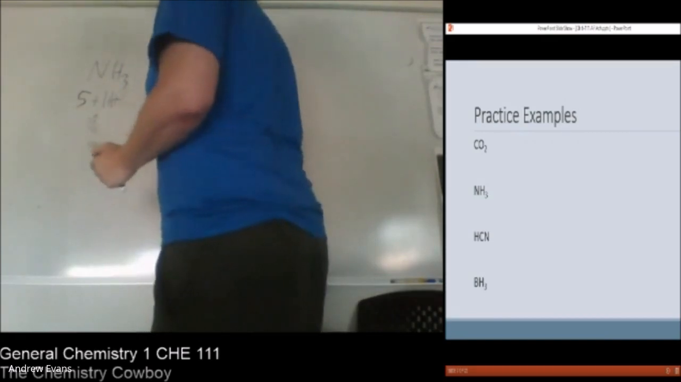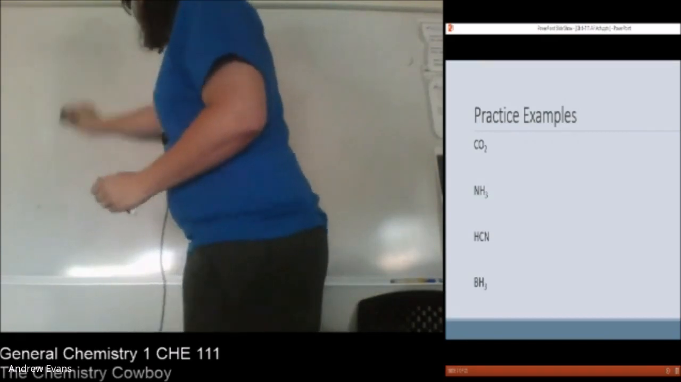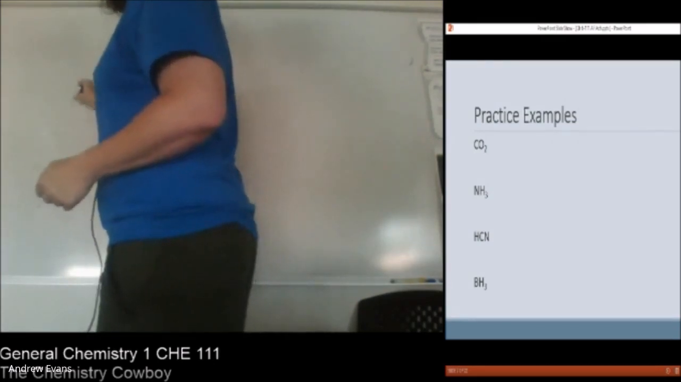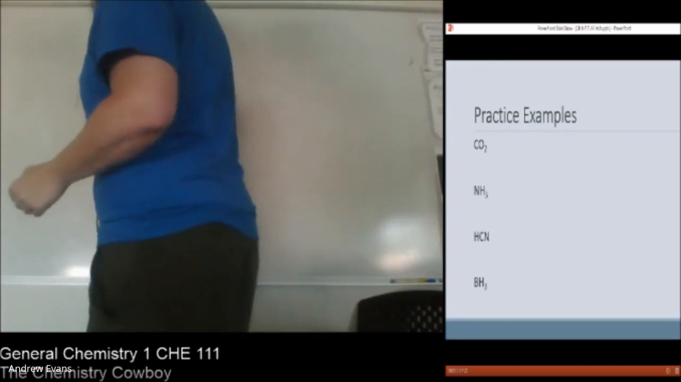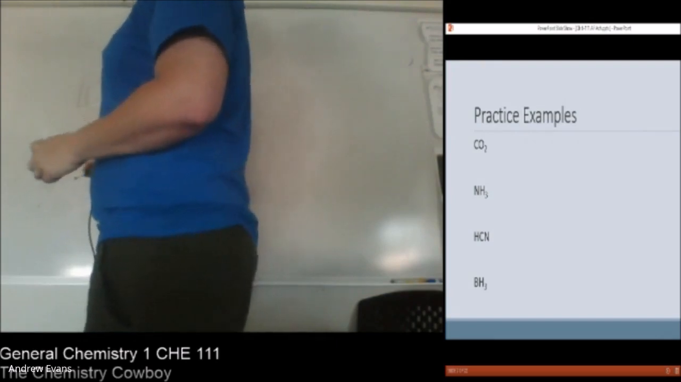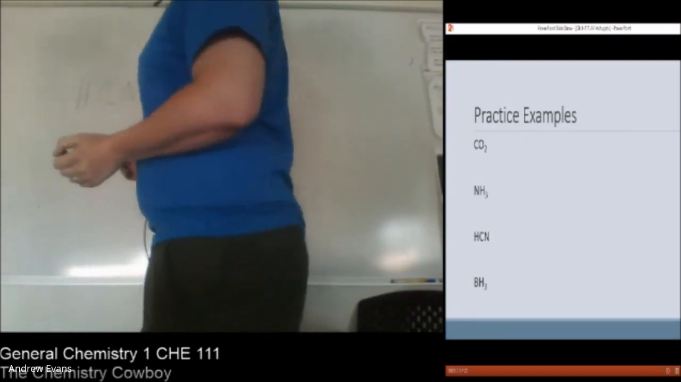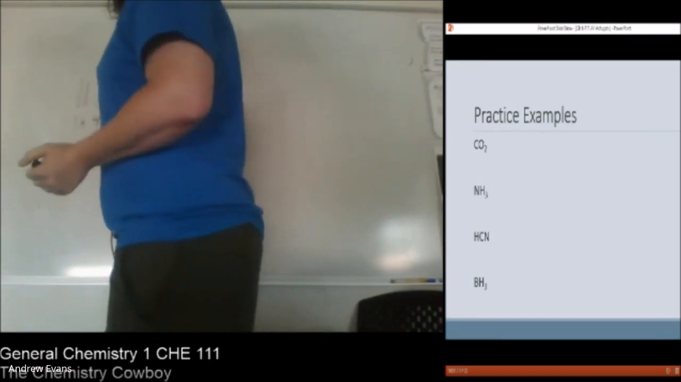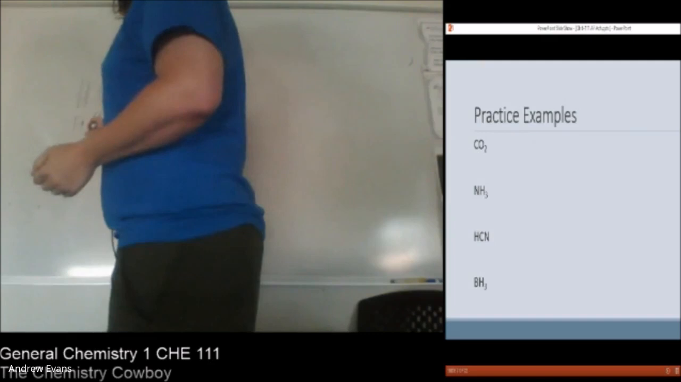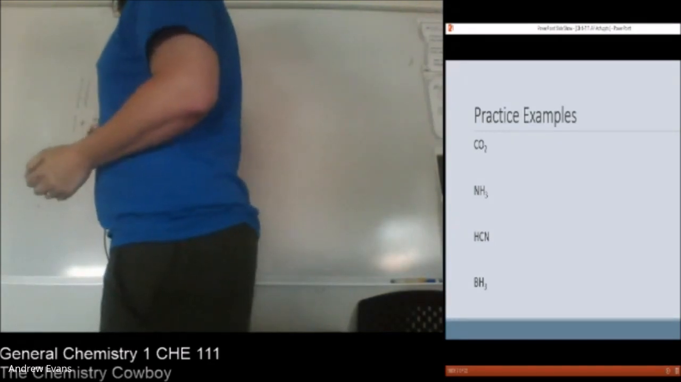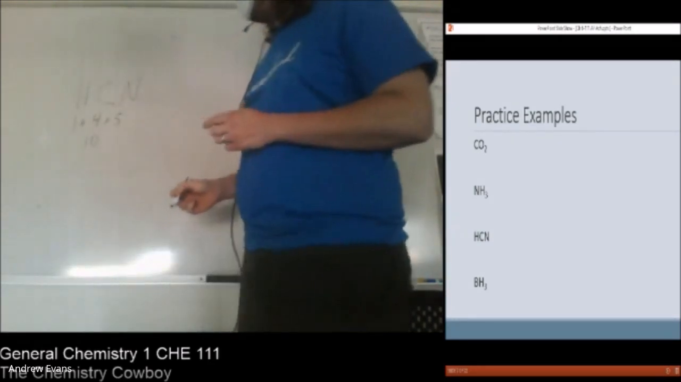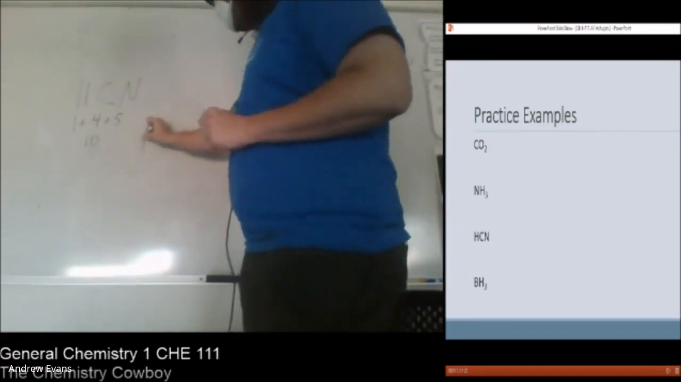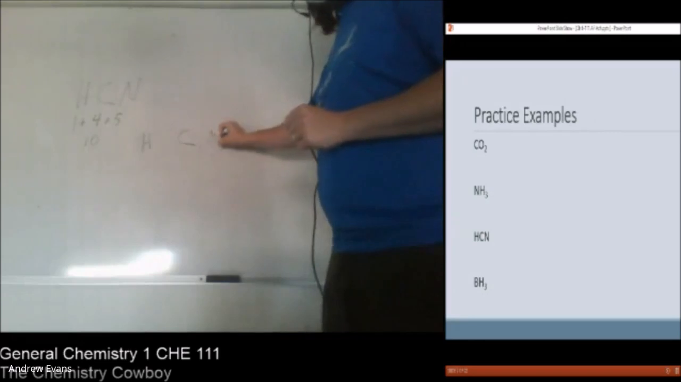HCN. Even though H appears first, H is never the center atom unless there are only 2 elements. So C is going to be our center atom. 1 plus 4 plus 5, we have 10 electrons. C is our center atom, with H and N.